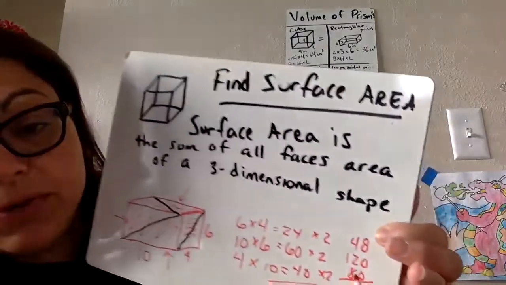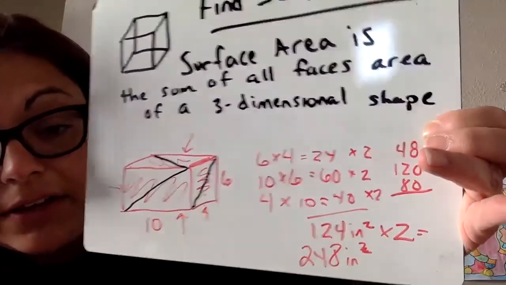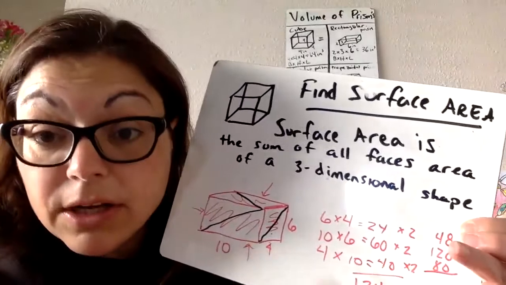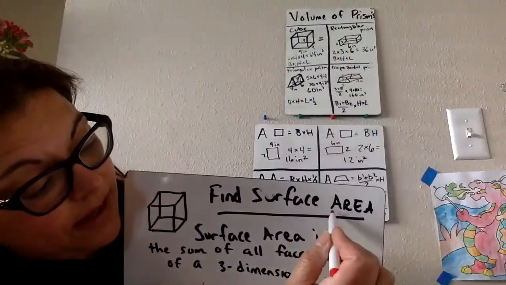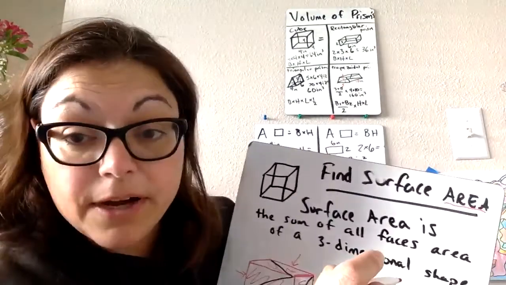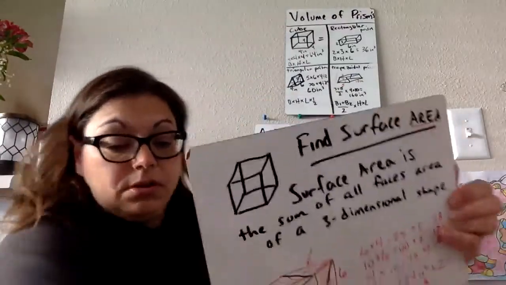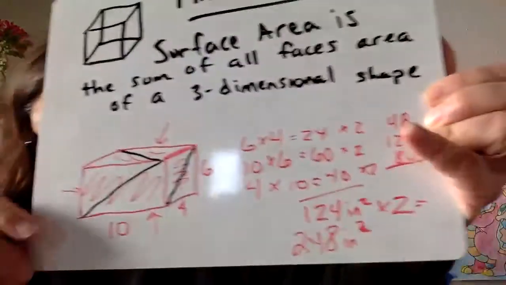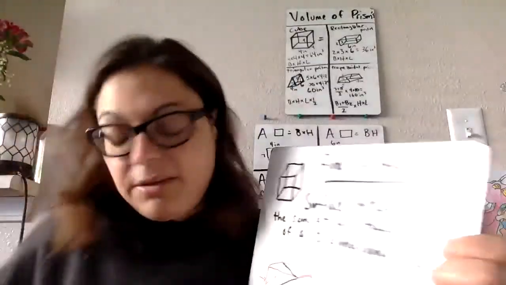And we know that we would do 248 inches squared. Now label, label, label. It's not cubed because we're talking about surface area. And we know areas are just squared, right? Volume is cubed. Okay. So there's surface area. All right, we'll do another example.